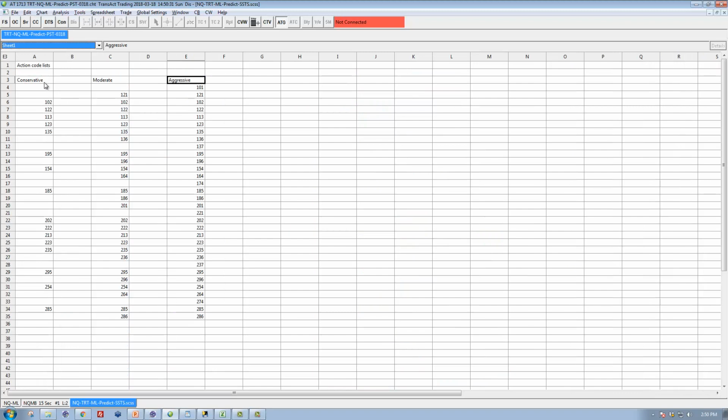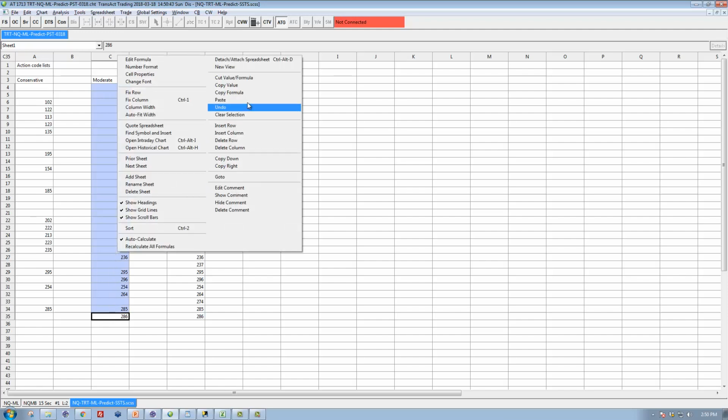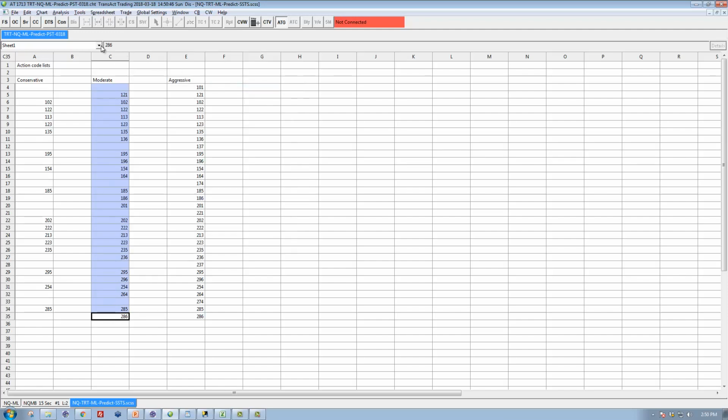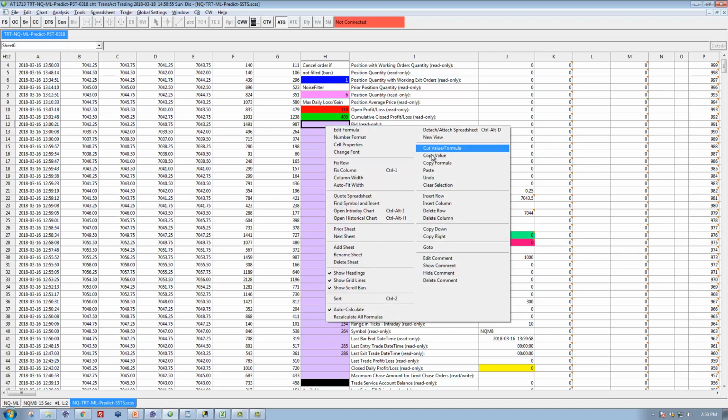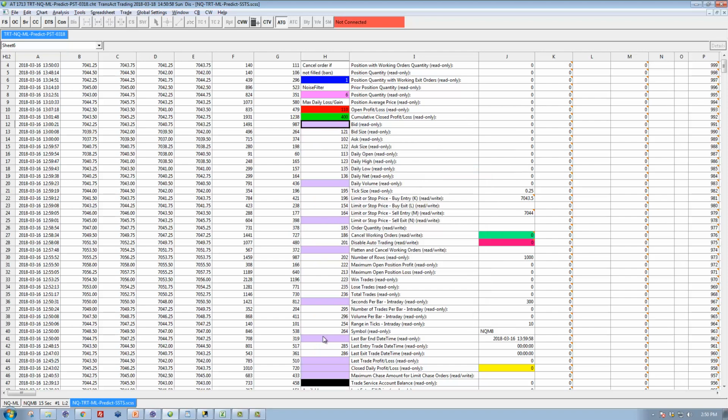If you look at sheet 1, you'll see there's a list of conservative, moderate, and aggressive. And you can just grab this list. Right-click and copy value. Then come over to here and paste it in, and that's the set of codes you're going to use now. So now I'm going to use those codes as the actions I'm going to take. So if a 121 comes in, I'm going to take a trade on that. It happens to be the same because that's the one I've been using.